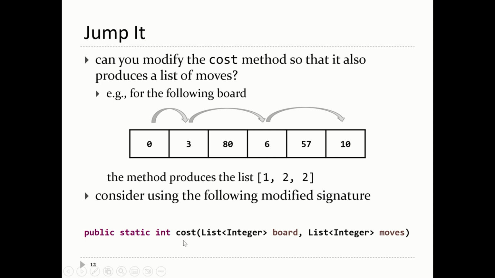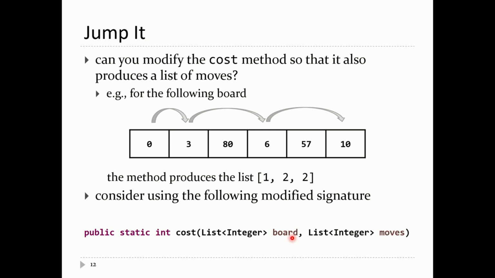So I suggest you can use the following method signature right there. You're still going to pass in the board, but now you're also going to pass in the list of moves. So when you call the method the first time, you're going to pass it in an empty list. Every time the method makes a move, it's going to add that move to the list somehow. So the method now modifies the incoming list moves.